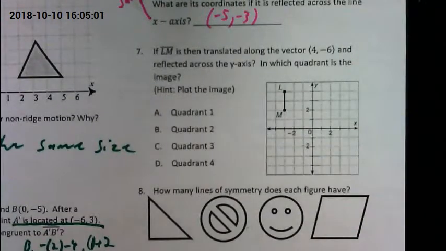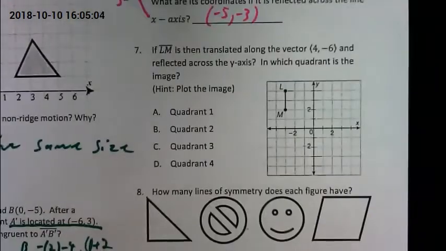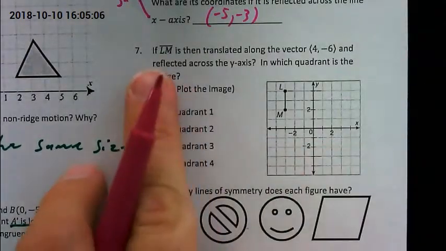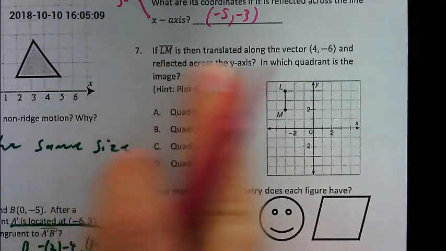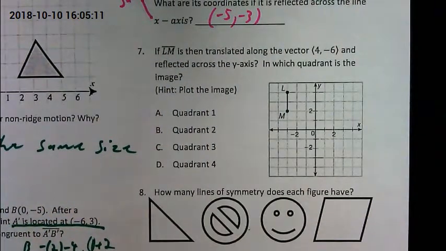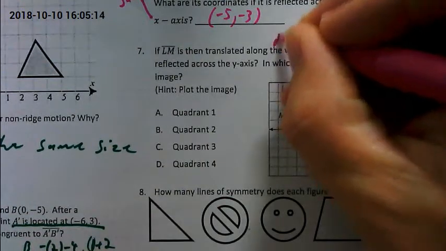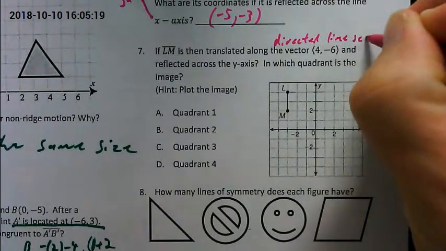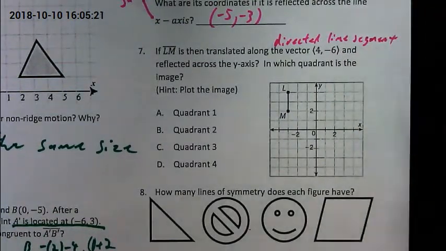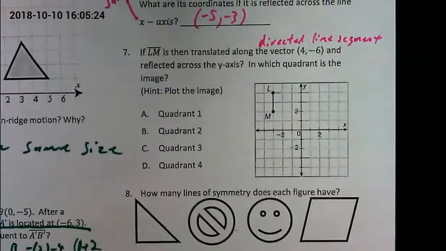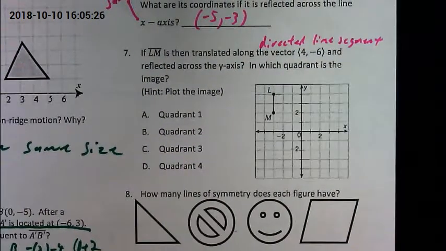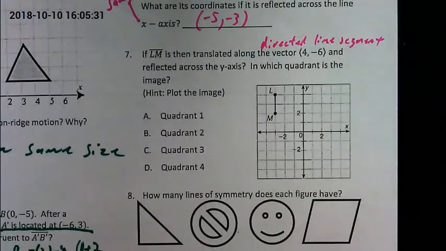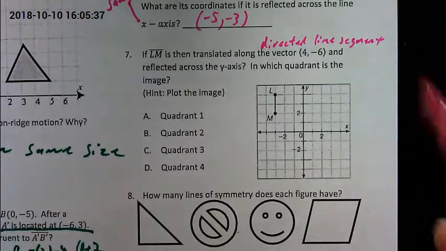All right, on number 7. I don't know why this got blurry all of a sudden. If segment LM is translated along the vector, again, vector or directed line segment, those are the same thing. So it doesn't matter if it's called a vector or a directed line segment, same thing. I'm not positive, but I think on the test I may have used the word directed line segment. But again, vector and directed line segment, same thing.